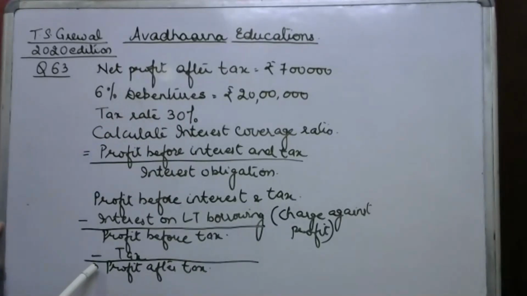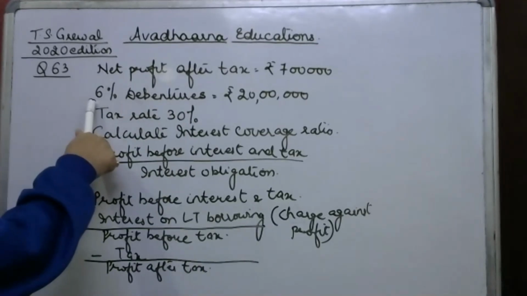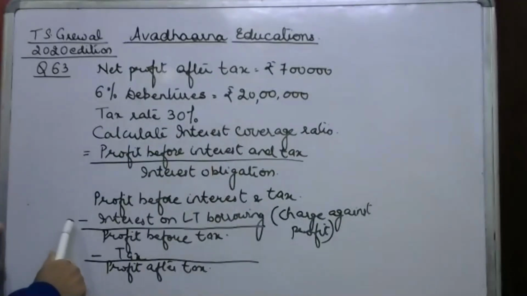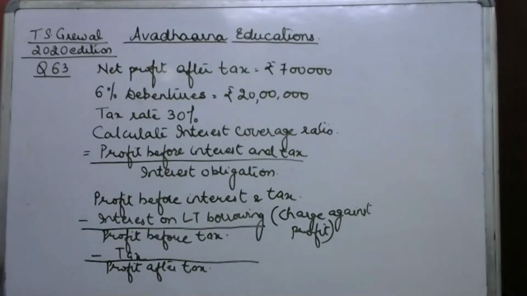मुझे सबसे पहले, और मुझे क्या निकालना है, profit before tax। तो सबसे पहले मैं क्या करूंगी, profit after tax में tax को अगर add कर दूं, I will be getting profit before tax, और उसके अंदर interest obligation जो कि we'll calculate from this part, 6% debenture of ₹20 लाख, interest obligation को add कर दूंगी तो मेरे पास numerator आ जाएगा, profit before interest and tax.